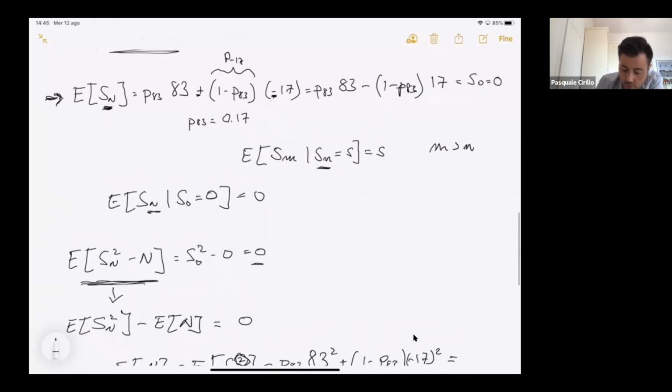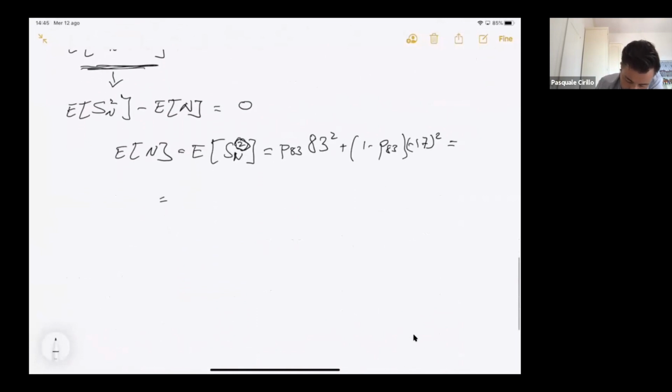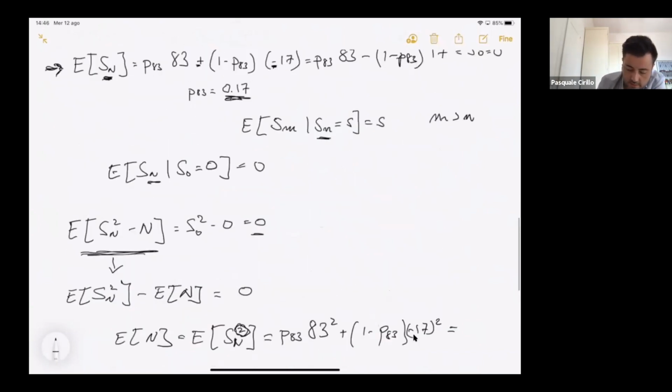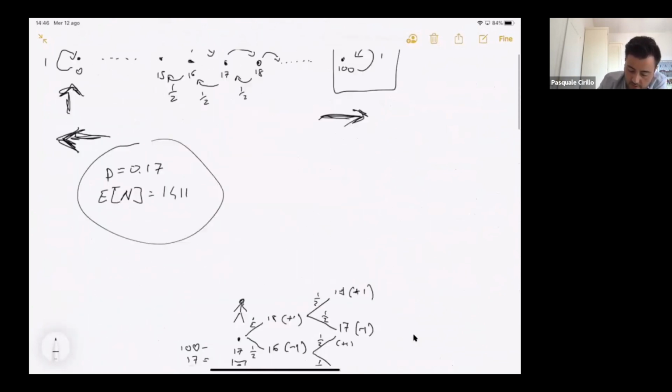The value that I got was 0.17. So this is equal to 0.17 times 83 squared plus (1 minus 0.17) times 17 squared. If you perform this computation, this number is 1411. And this is the answer of the second question that we gave here.